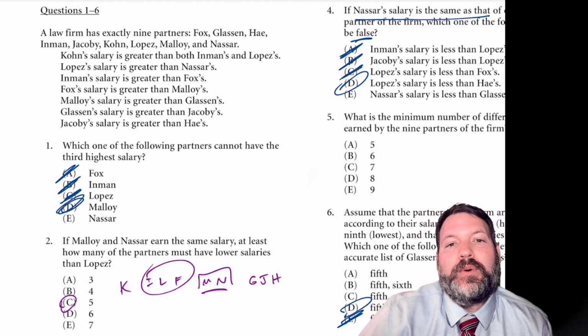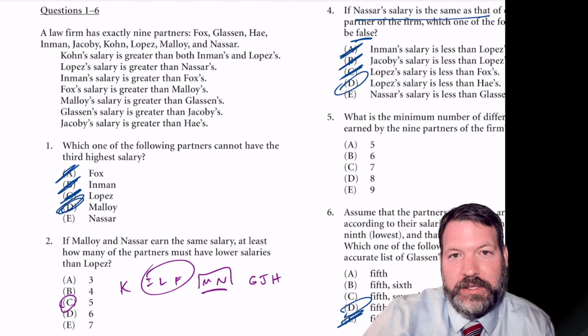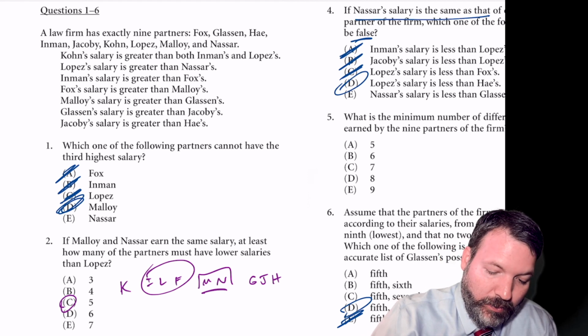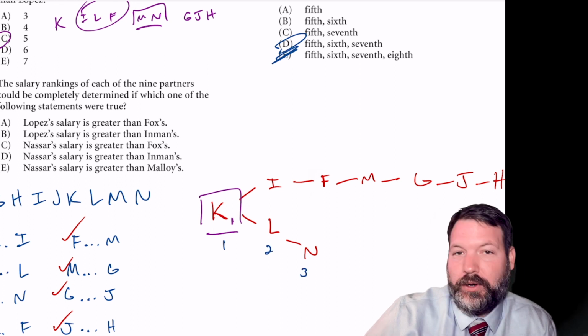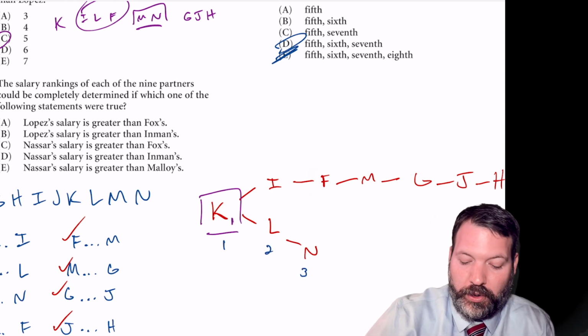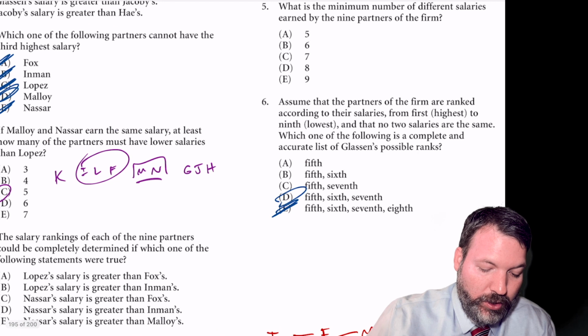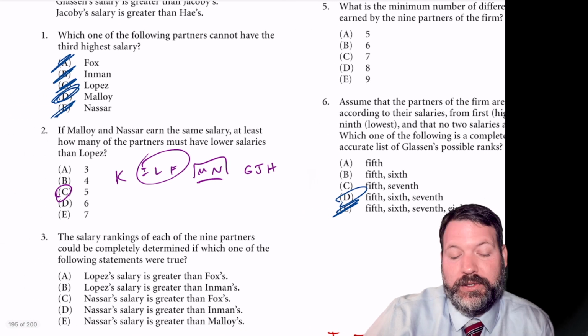Again, we want to be in a habit where once we've found the answer, we move on. We don't spend time on other stuff. If you were concerned for some reason, well, you can tell, yeah, N can definitely have the third highest salary. We would just go right down that branch, right? 1, 2, 3 for KLN. And so you can confidently cross off E and circle D.